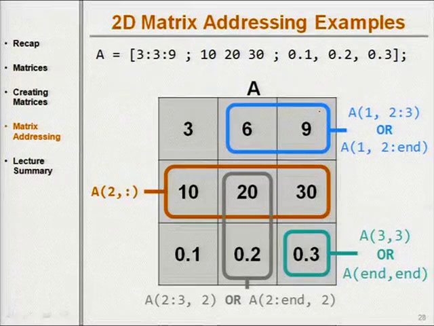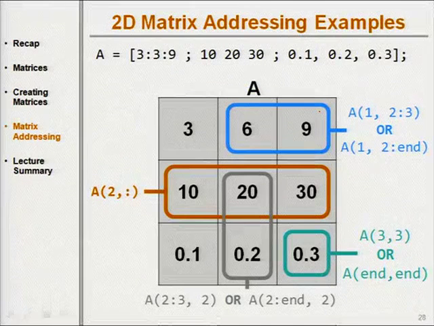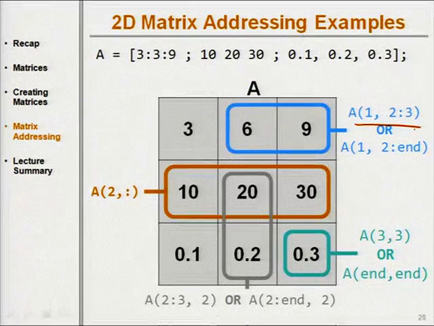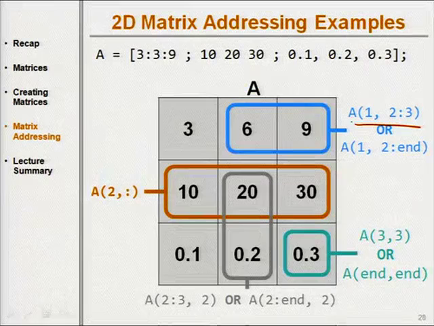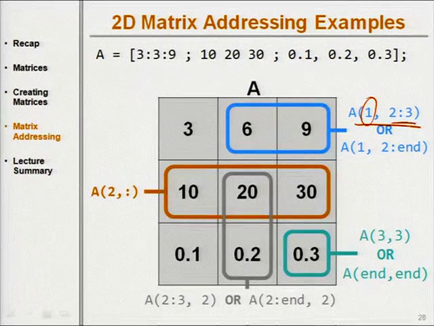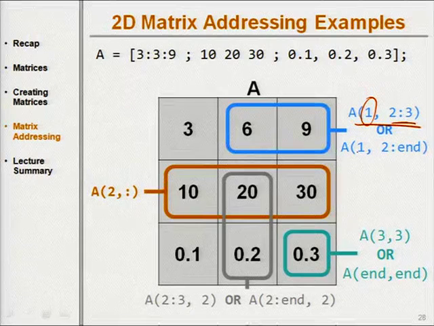So this is just an example of running with a 2D matrix. If you have the matrix A, and you want to find the values 6 and 9, here we're specifying we want from the matrix A the first row, and columns 2 and 3. So that will give us 6, 9. Or the first row and columns 2 to n, so from the second until the n, which in this case will be 3.